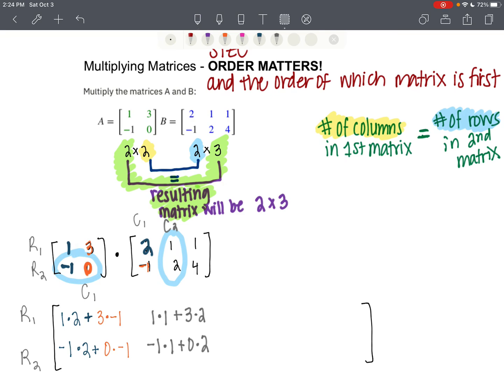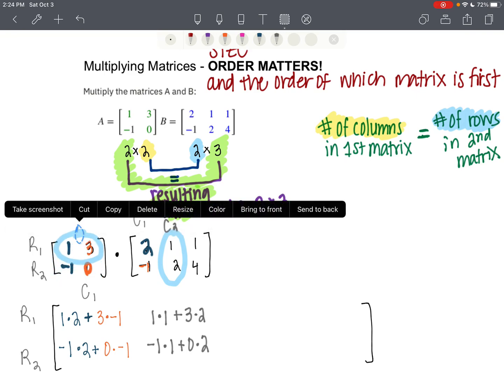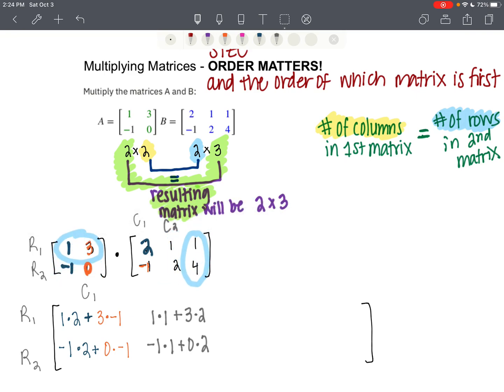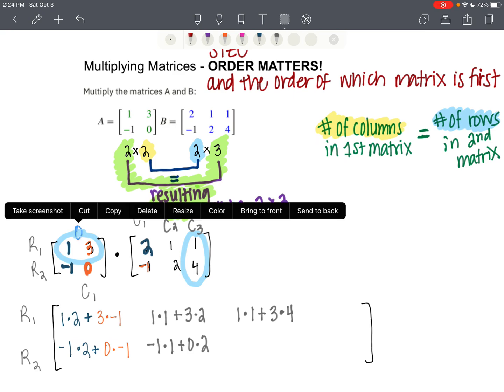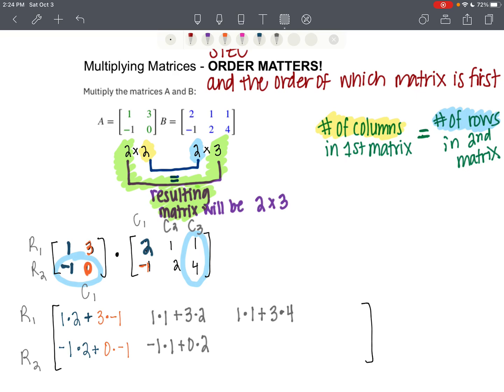Now I'm going to come back up here to row 1. And I'm going to move this to column 3. First element is 1 times the first element in column 3, which is 1, plus the second element in row 1, which is a 3, times the second element in column 3, which is a 4. One left. We have row 2, column 3. Row 2 will be negative 1 times positive 1 plus 0 times 4.